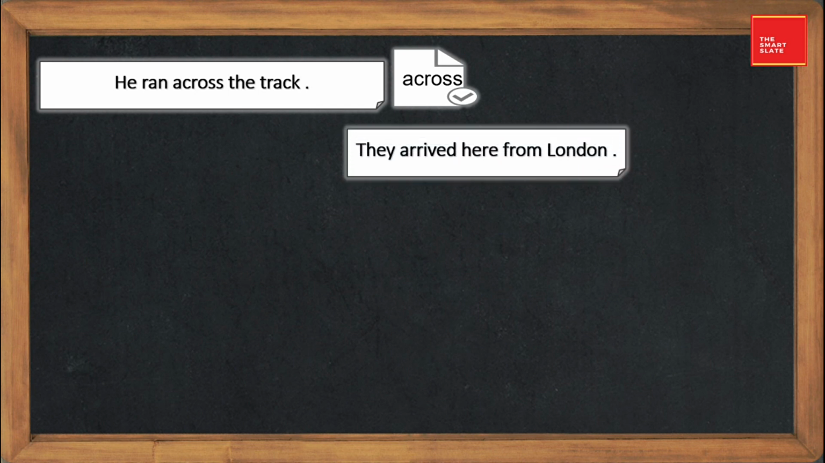Next, they arrived here from London. So London here is a noun, and it is a place from where someone has arrived. From becomes the preposition of place.